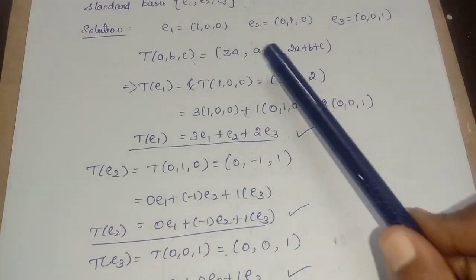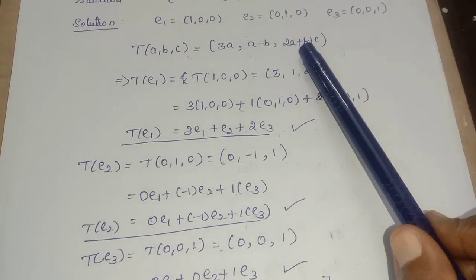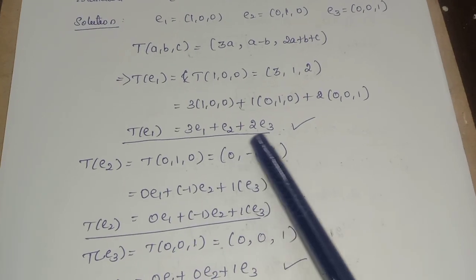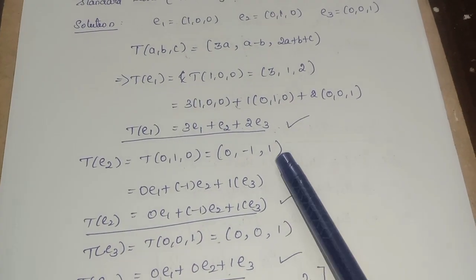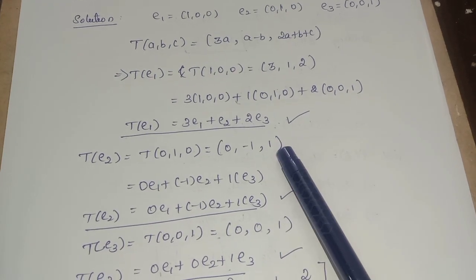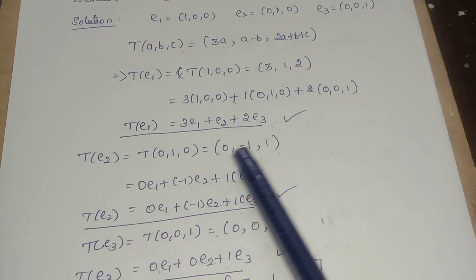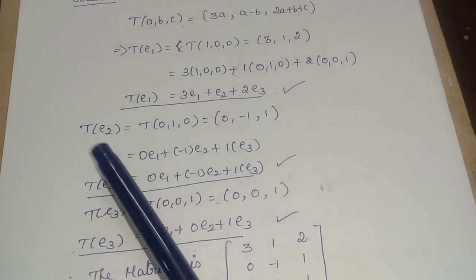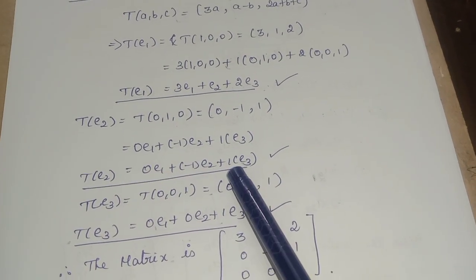3A will be 0. A minus B is what? 0 minus 1 is minus 1. And 2A plus B plus C will be simply 1. So this is the image of E2. Next, this image of E2 has to be written as the linear combination of E1, E2, E3. For that, you write first coordinate into E1 plus second coordinate into E2 plus third coordinate into E3. So T of E2 is equal to 0 E1 plus minus 1 E2 plus 1 E3.